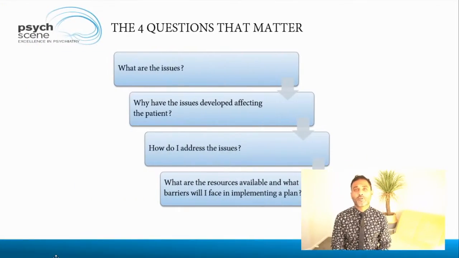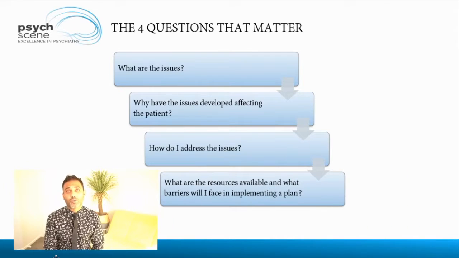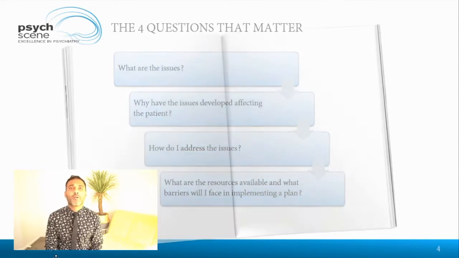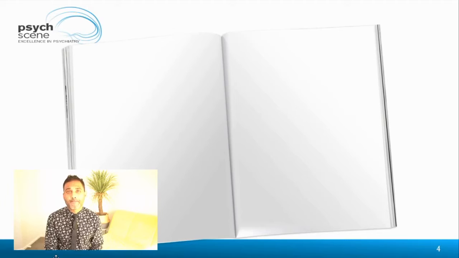The reason why we think about the biopsychosociocultural, diet and lifestyle understanding is because we can make sense of the patient's story to arrive at a formulation. So if we had to summarize the 4 key questions we think about when assessing a patient and then moving on to a management plan, we think about, firstly, what are the issues affecting the patient? Secondly, why have the issues developed at this point in time that are now affecting the patient? Next, how do I address these issues? And finally, what are the resources available and what barriers will I face when implementing a management plan?